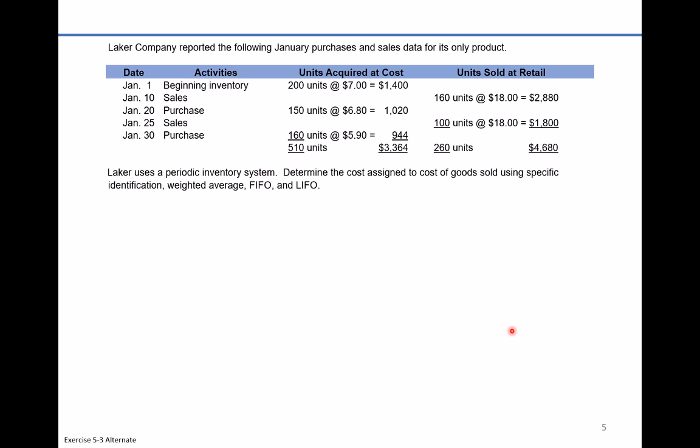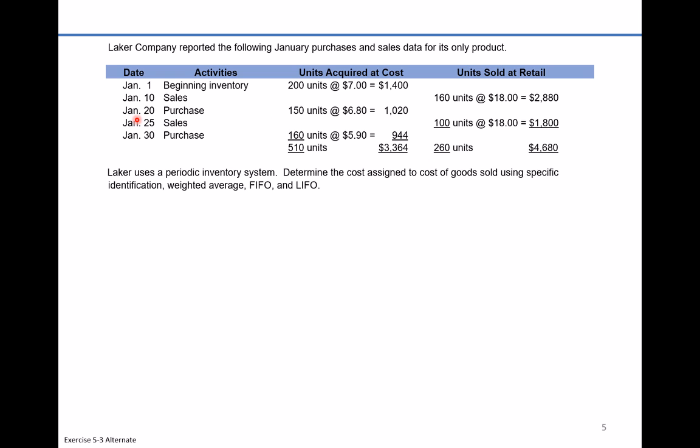Here we're given a list of dates. They started on January the 4th. They had beginning inventory of 200 units. Those units cost them $7 each, and altogether the value of that beginning inventory was $1,400. Now on January the 10th, they sold some goods. They sold 160 units. The sale price is $18 a piece.